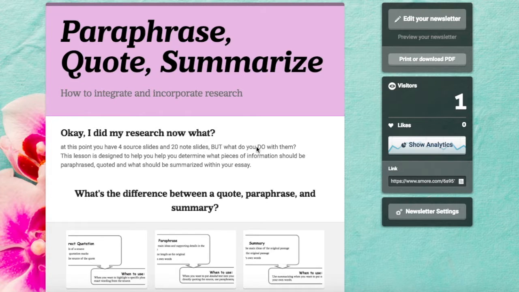So today is all about how we quote, paraphrase, and summarize our information to make our essay the best possible essay we can have. So we took notes and we have lots of direct quotations, but we can't just write our paper from direct quotations. We have to use some of that information in a paraphrase or some of that information in a summary because we can't have 4 and 6 and 8 quotes per paragraph.